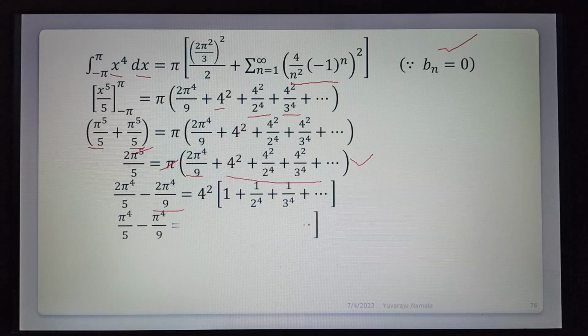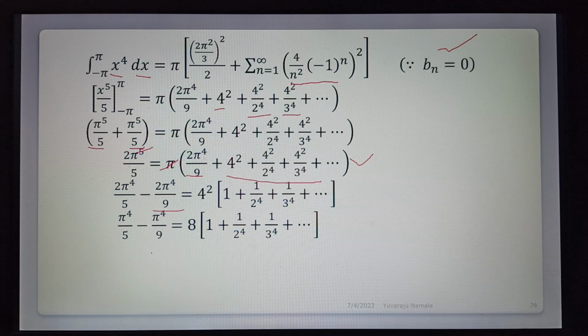So simplification: this is 2 common, 4 squared, that is 16, that is 8. Here 9 minus 5, that is 4, 5 power 4 by 45. 4 to 8, 4 to 8 is 8, 4 to 8. So 2 cancels, 8 cancels, 4 by 8 by 4. 8 by 4 into 2, 2 into 45 into 90.